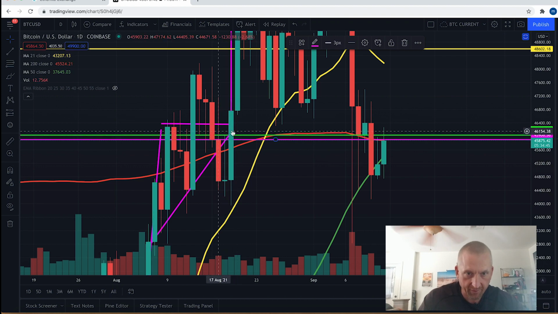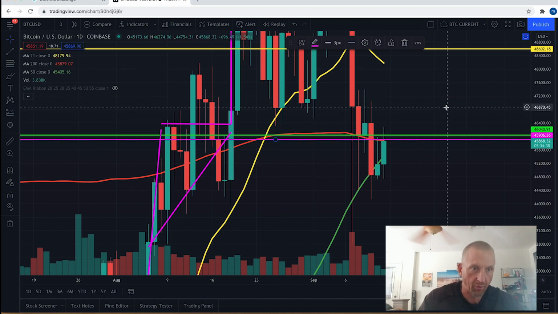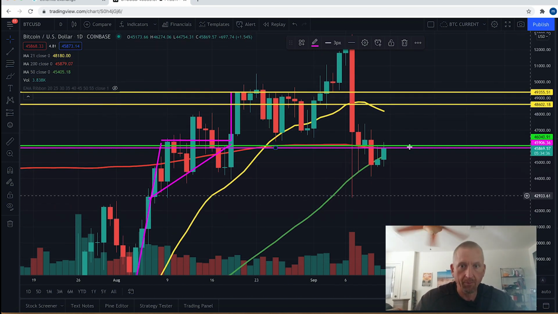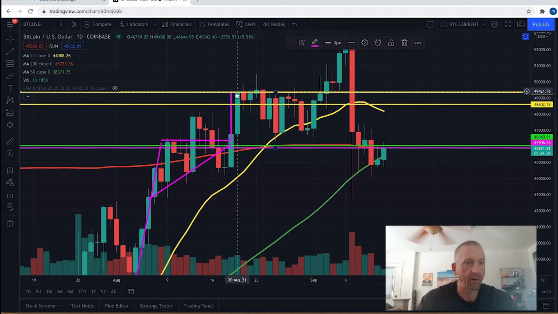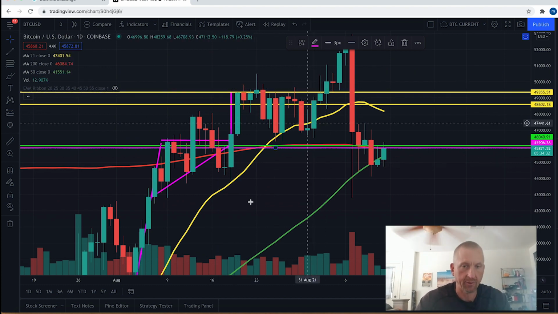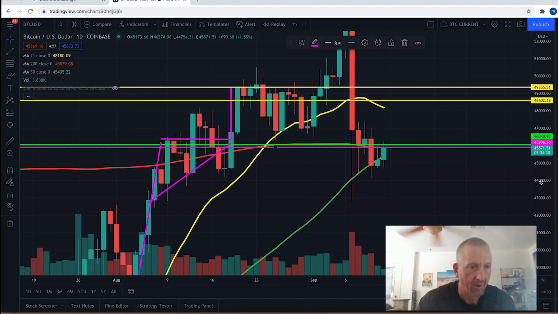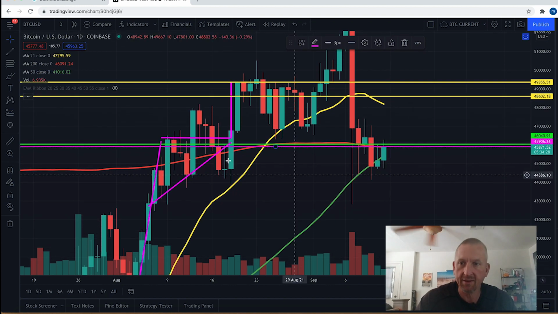Obviously, once we build support on top of these, look what happened last time. We actually rejected, came down, and it shot all the way back up to our 49 level, and then we just kind of played around a little bit. So that is what I'm seeing in the Bitcoin charts.